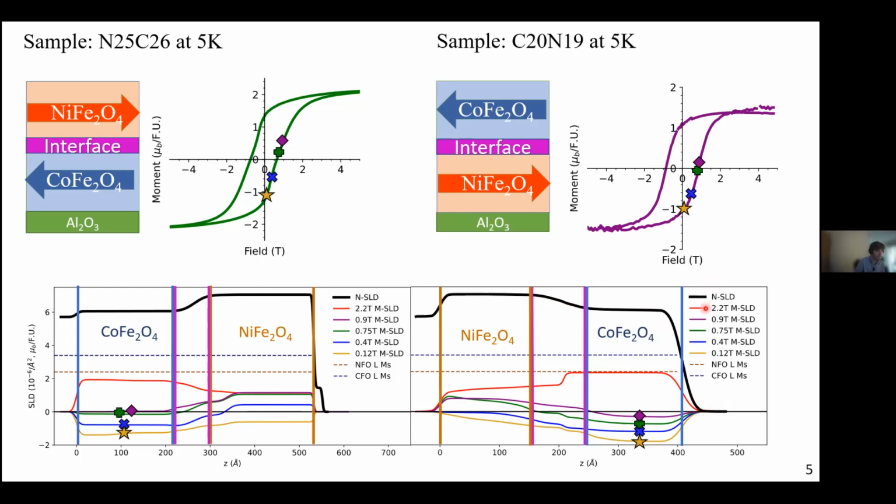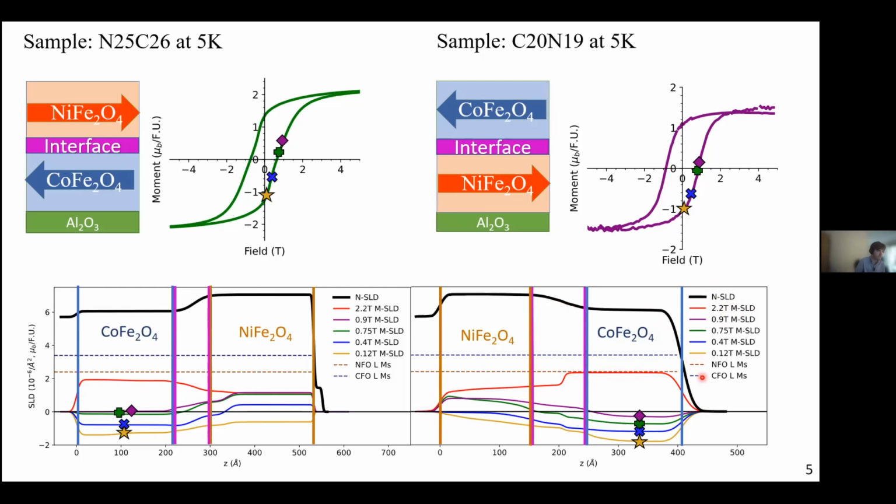Then we took a measurement around saturation again, at 2.2 Tesla. And we see this here on our red line. So again, starting from the substrate, we go into nickel ferrite, where we see a small gradient of magnetization. Then we see quite a sharp magnetic interface, and then we have a region of cobalt ferrite.